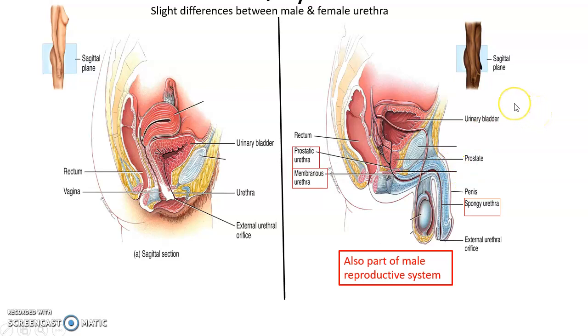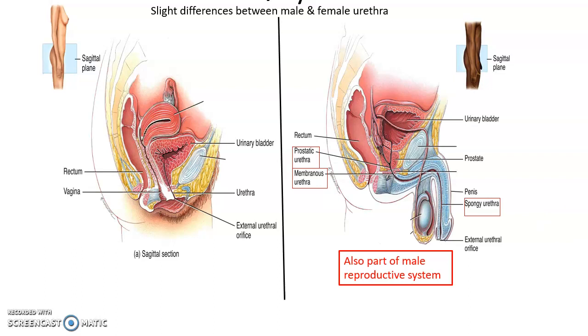The urinary system is one of the systems that is noticeably different between male and female. The main difference is the size of the urethra. The female's urethra is significantly shorter than the male's, since the male's has to pass through the penis.